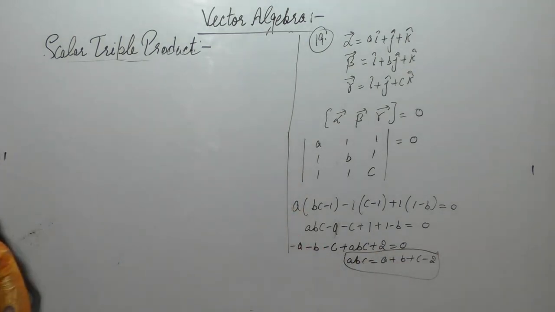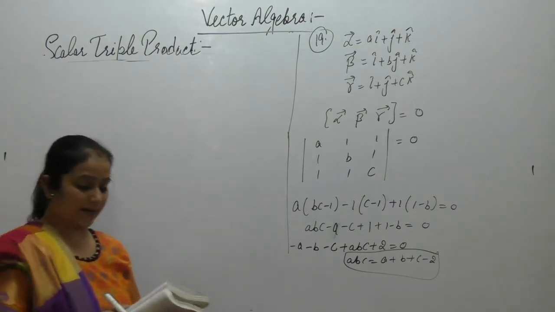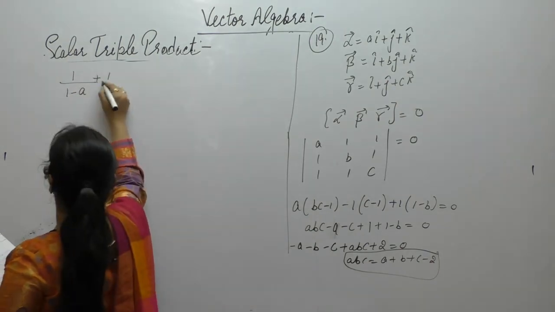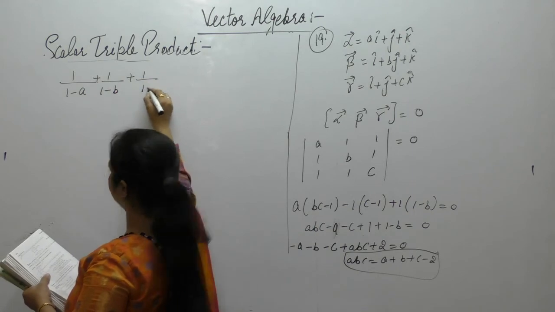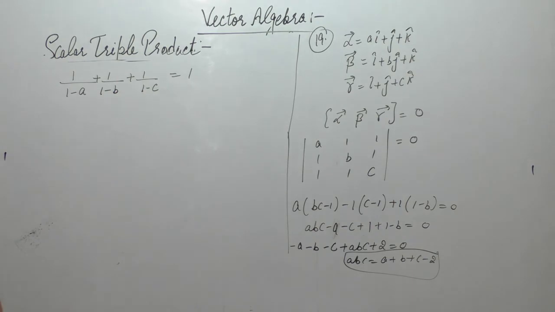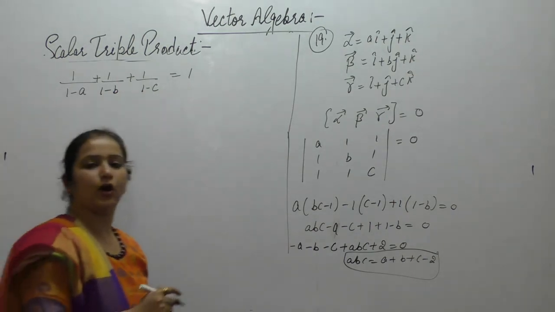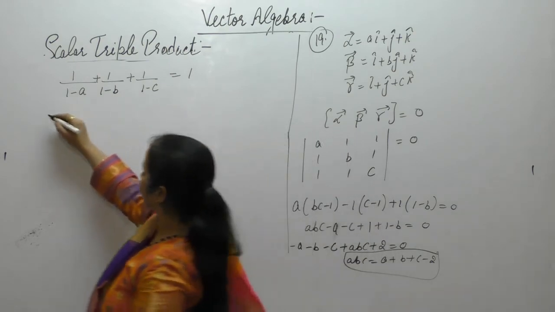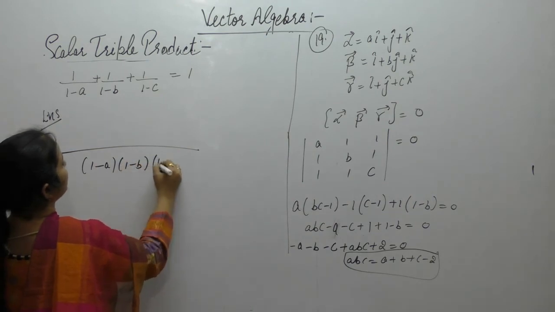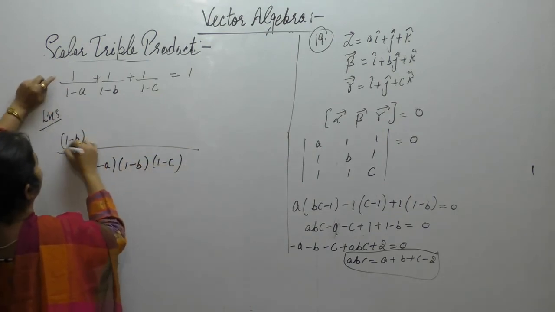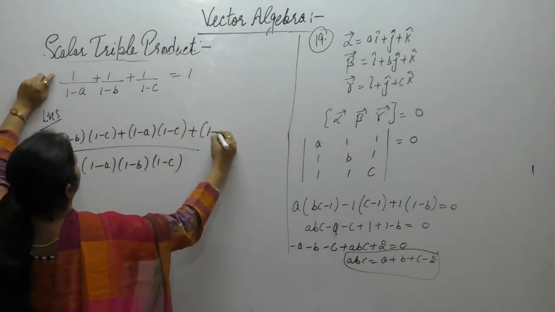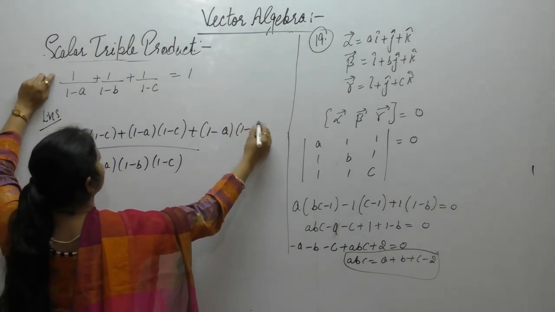If the vectors alpha, beta, gamma are coplanar, then prove that 1 upon 1 minus A plus 1 upon 1 minus B plus 1 upon 1 minus C is equal to 1. It is given that A, B and C are not equal to 1. Take the left hand side and take the LCM. 1 minus A, 1 minus B, 1 minus C. 1 minus B, 1 minus C, 1 minus A, 1 minus C, 1 minus A, 1 minus B.